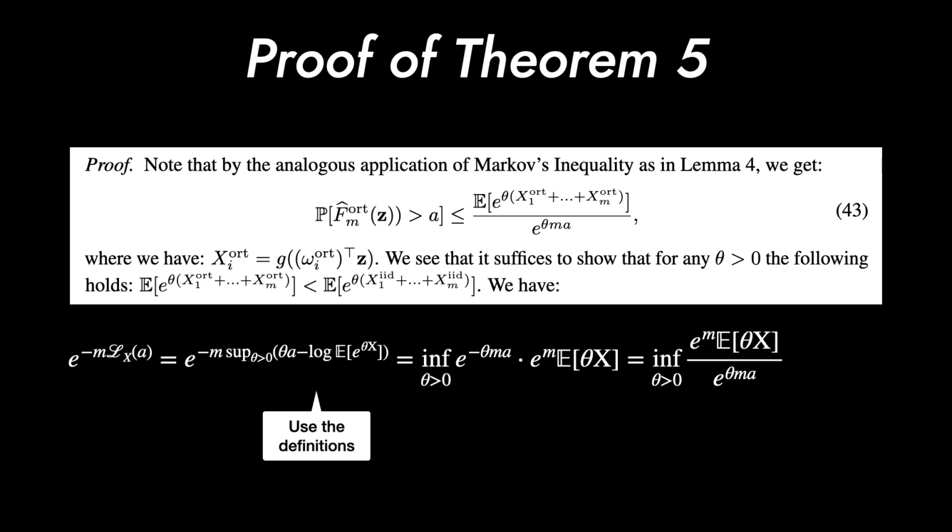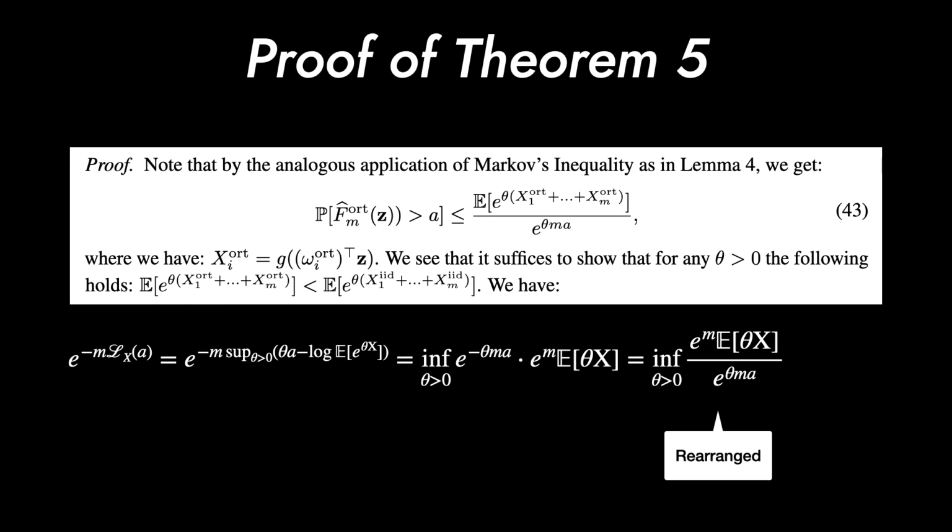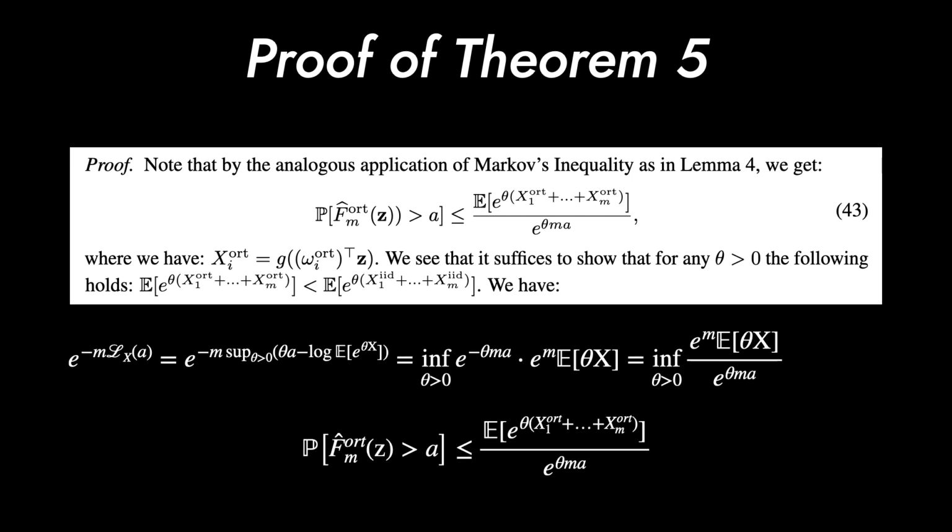I rearrange it with the definitions, and rearrangements get this. For the orthogonal samples, we can rearrange it like this. Remember that g is the exponential in this case. The infimum can be ignored in the inequality for any theta greater than 0.